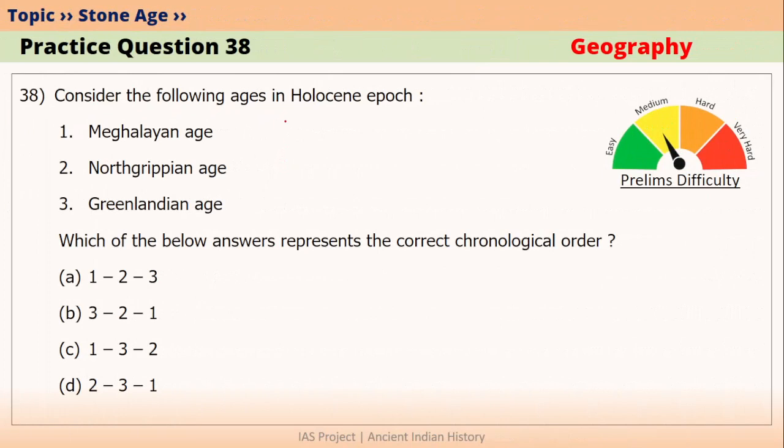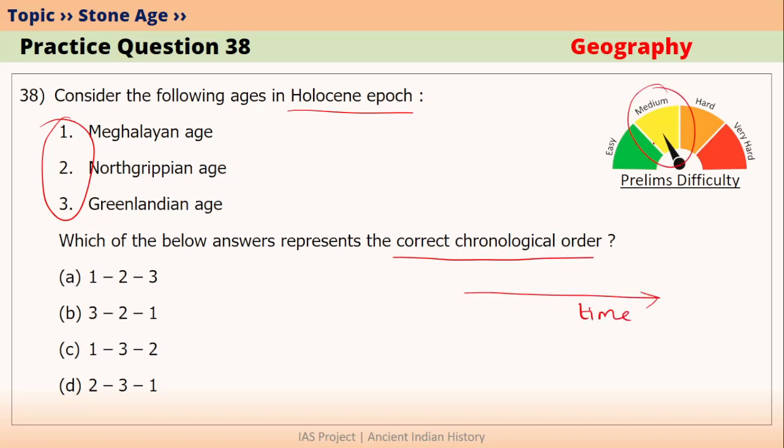The next question is, consider the following ages in Holocene epoch. 3 ages have been given. The question is, which of the below answers represent the correct chronological order? Chronological order means in the flow of time. Medium level question, and this question is particularly important from the point of view of geography. However, we have discussed Holocene epoch and Pleistocene epoch in our Stone Age lectures. Therefore, we can discuss this question here.